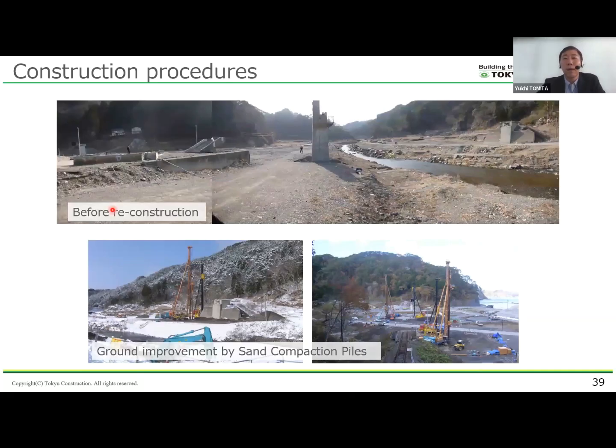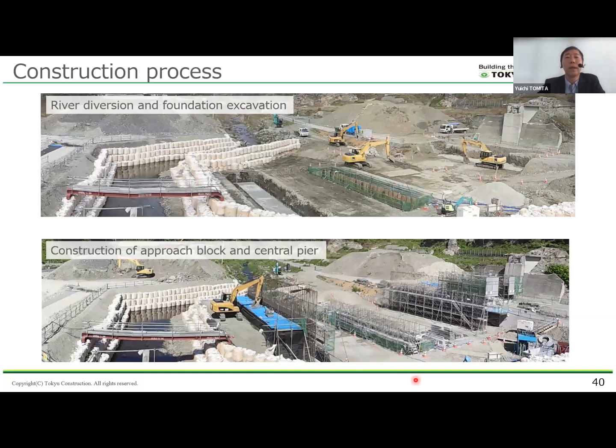The upper photo shows the site prepared for the bridge reconstruction. Ground improvement was then carried out using sand compaction piles to stabilize the subsoil layers. Next, the river was diverted and the riverbed subsoil was excavated down to the formation level for the bridge. Construction of approach block and central pier here.